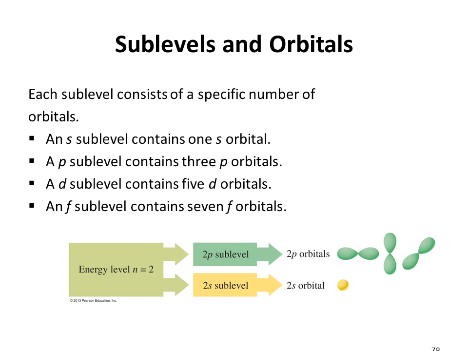So each sublevel contains a specific number of orbitals. The s sublevel can have 1 s orbital. The p sublevel can have 3 p orbitals. The d sublevel can contain 5 d orbitals, and the f sublevel can have 7 f orbitals.